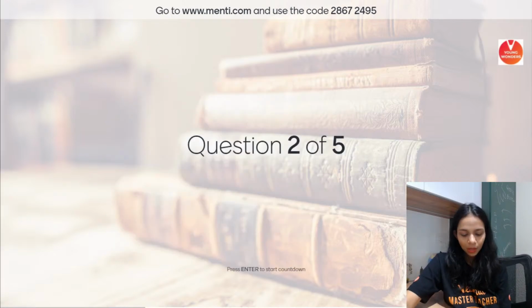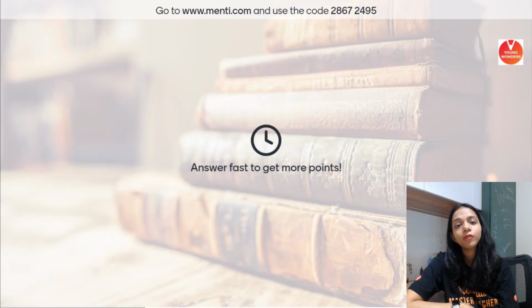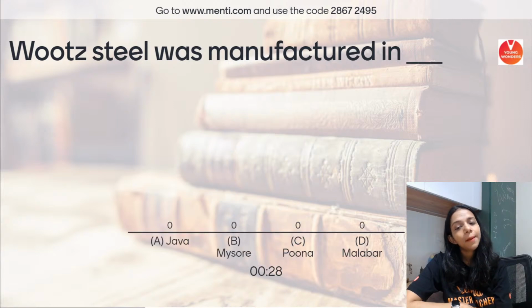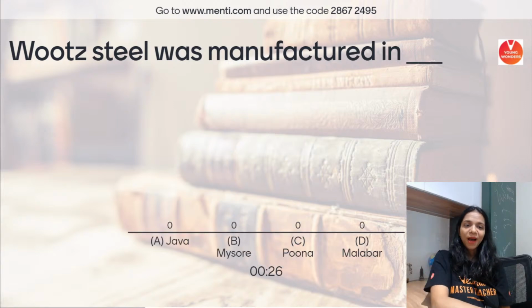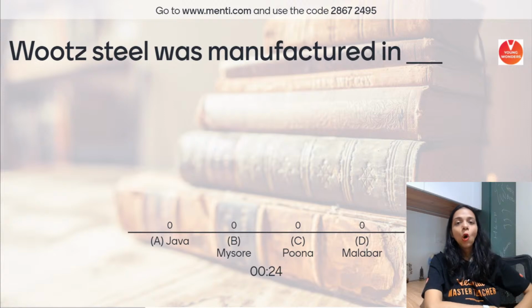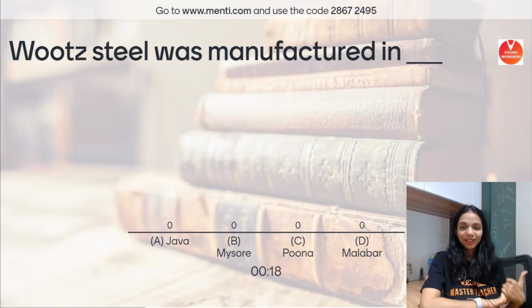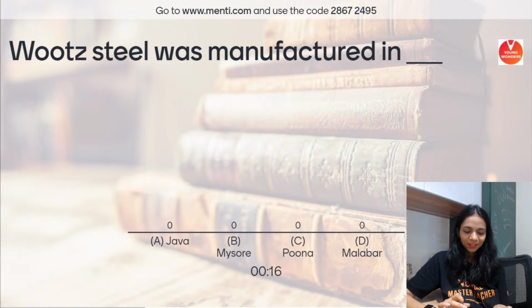Alright. Question 2 of 5 is, wootz steel was manufactured in which area? Java, Mysore, Pune or Malabar? Who was defeated in the Anglo-Mysore War? And we started with this story. Come on, quickly.